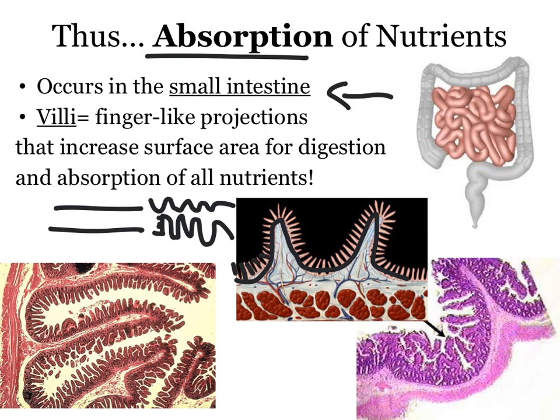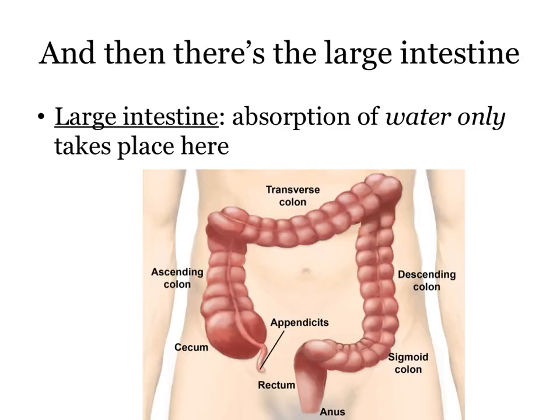And this gives the inside of the small intestine more surface area, so there are more areas for the food particles to exit the small intestine, which is this part right here, and enter the bloodstream, which is on the outside of the small intestine. So the small intestine is well evolved for nutrient absorption.